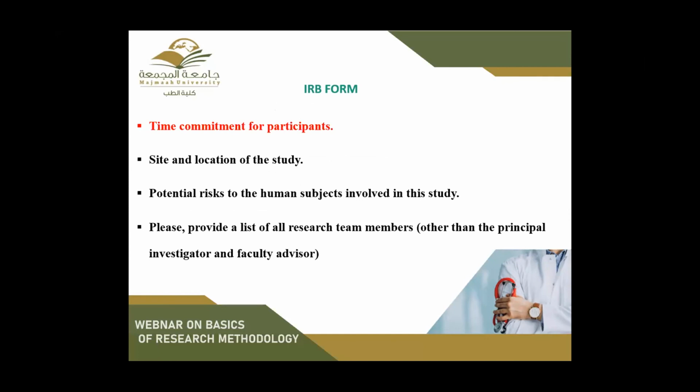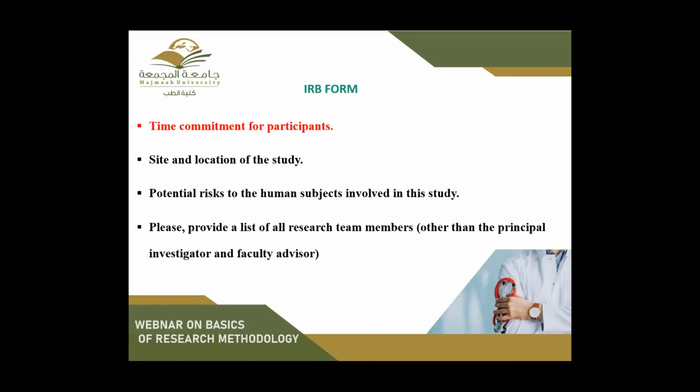The time commitment means the time you are spending with the respondent, for example 5 minutes or 10 minutes, the time you are doing the questionnaire or the examination and the questionnaire and these things. So this is not the time commitment for the whole study. Some people write 3 months or 4 months, and this is not right.